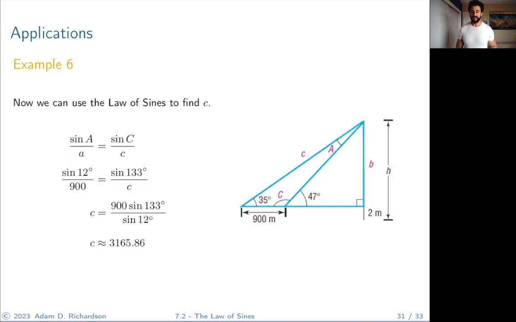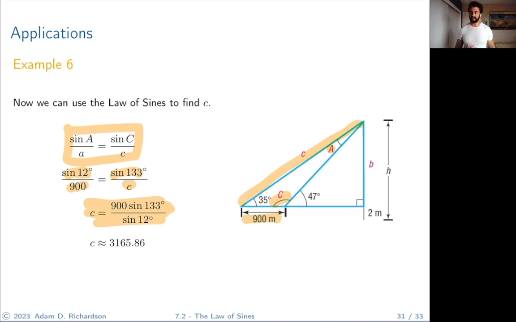Okay, here we go. Now, using the law of sines, we start with this relationship here. Plug in what we know. We know that angle A is 12 degrees. We know that this length is 900, so we get that. We know that this angle is 133, and we don't know this length, the length C, but we can solve for it. So if we solve for C, we get this.